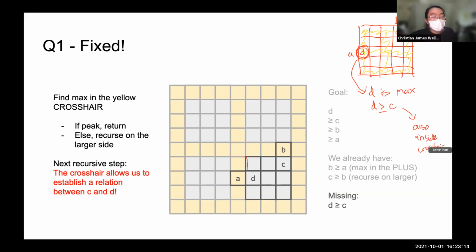Okay, so with this new algorithm, it kind of fixes things. It fixes the fact that earlier we couldn't compare C and D, but now we are able to because of the way we define the region that we take the maximum element from. Okay, does this make sense? Any questions about this? I'll stop here for questions.